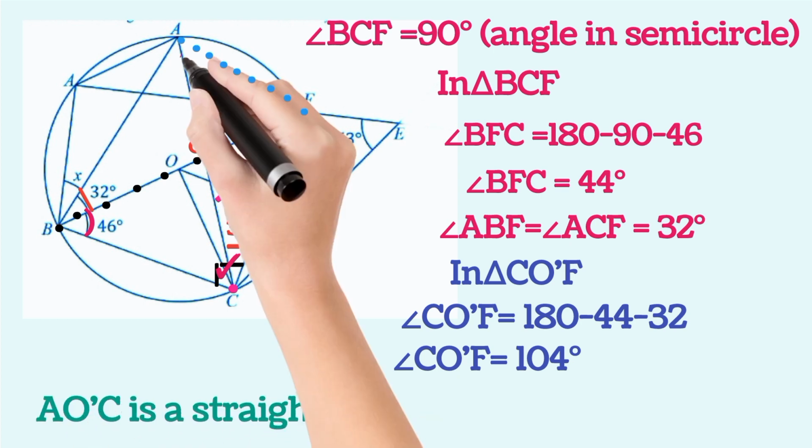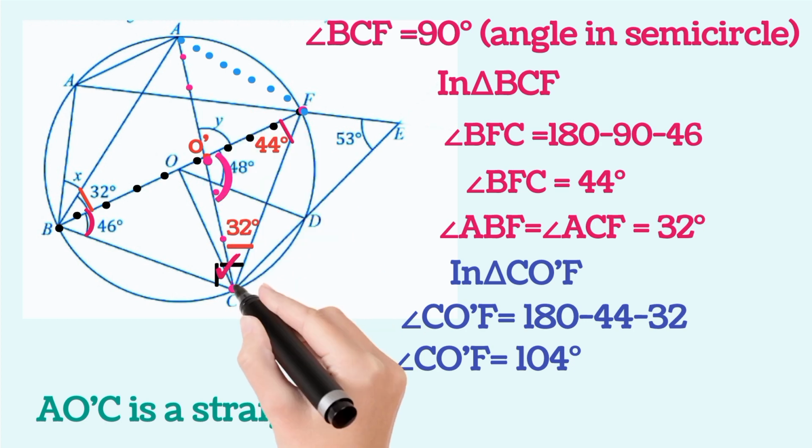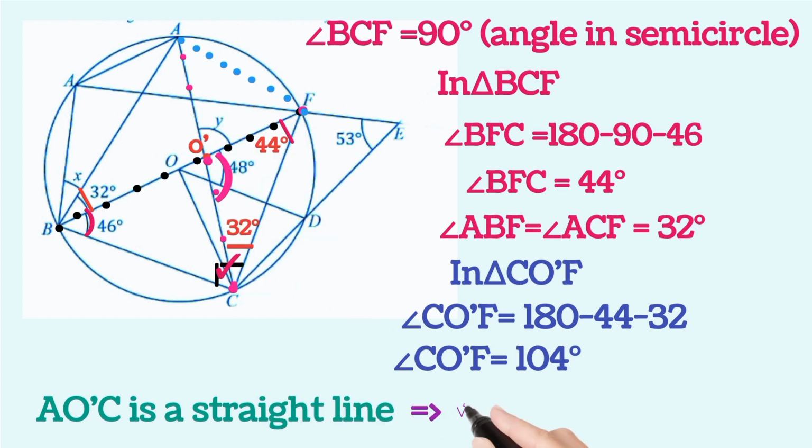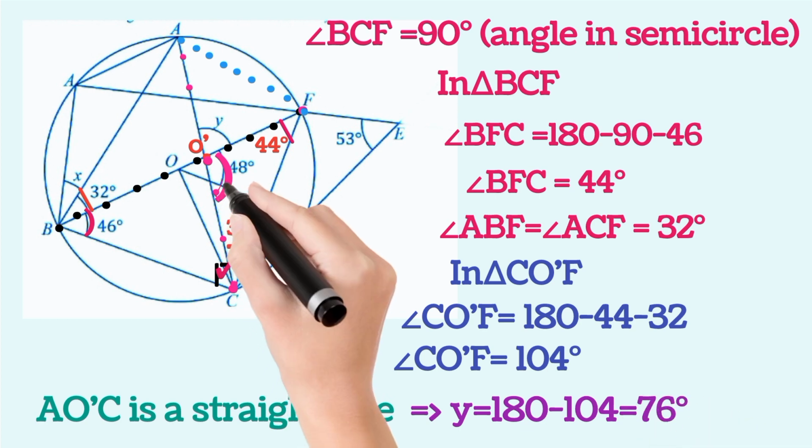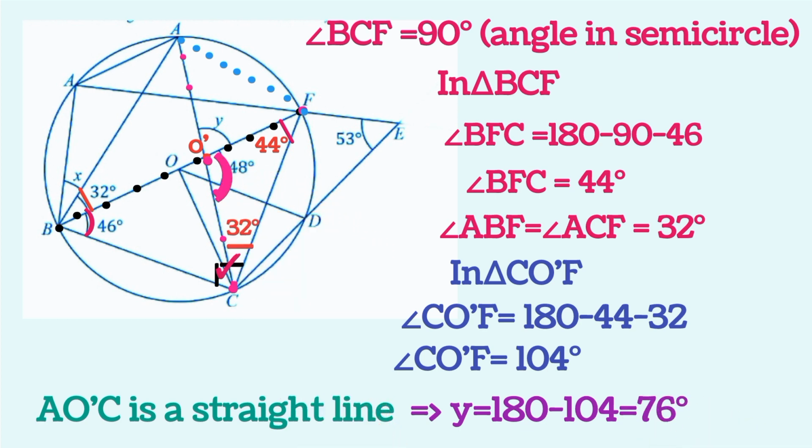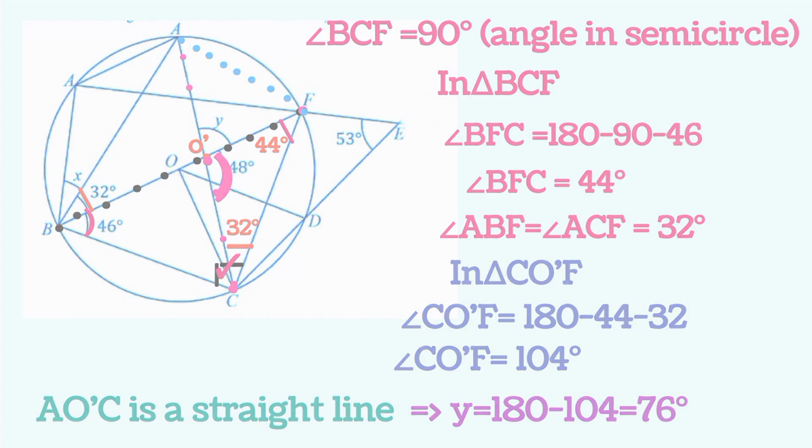Now AO'C, this is a straight line. So y will be 180 minus 104, that is 76 degree, because this is 104. So y will be 180 minus 104.